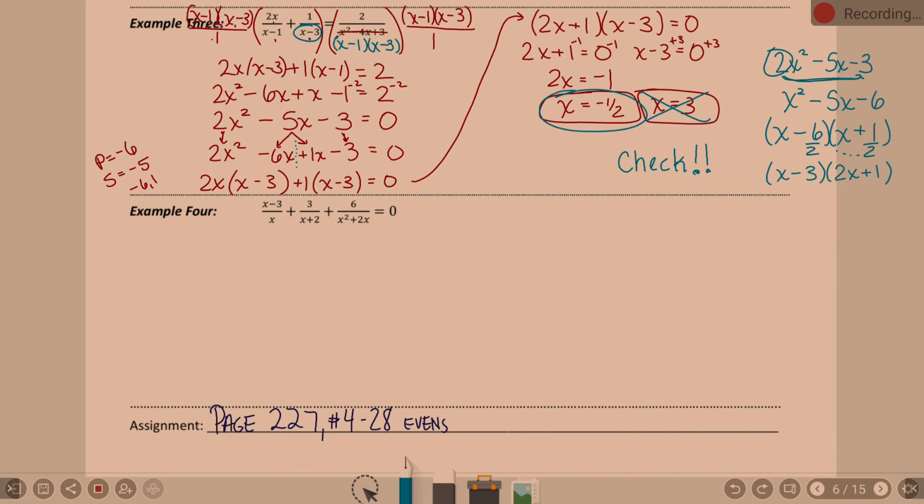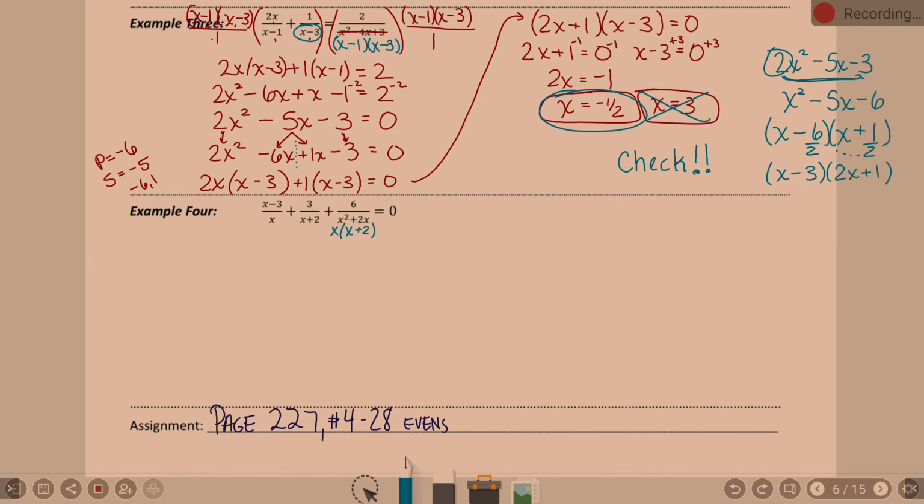Example 4. Okay. What are our thoughts here? Multiply by... well, it's equal to 0. X with X and X plus 2. So my one question, okay, so x is good, x plus 2 is good. Does x squared plus 2x factor? Yes. What does this factor into? X with X plus 2. X squared plus 2x.